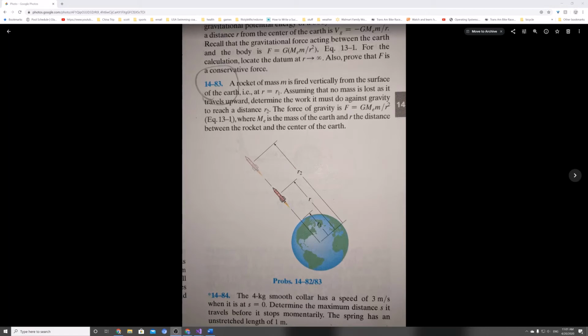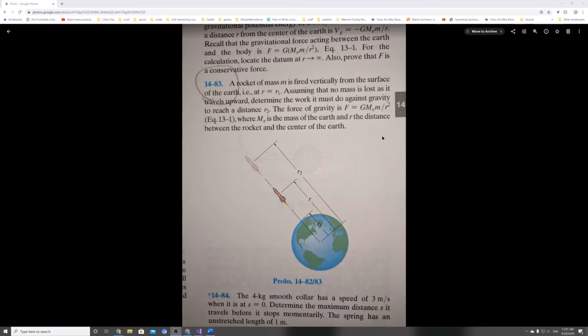Okay, I'm going to take a quick look at 14-83. This one is a rocket of mass m fired vertically from the surface of the Earth at r equal to r1. Assume there's no mass lost as it travels upward, so there's no exchange of mass. Determine the work it must do against gravity to reach its distance r2.